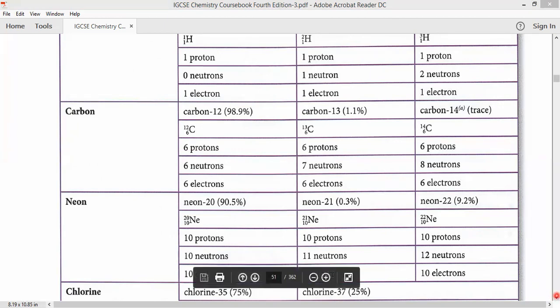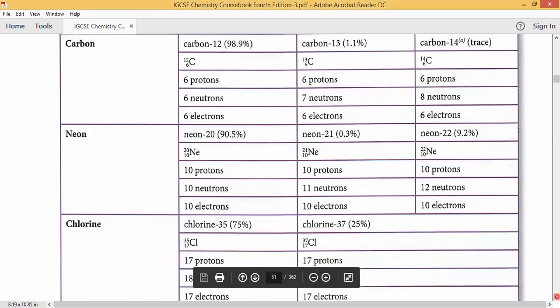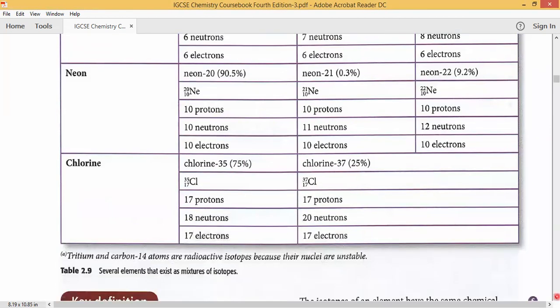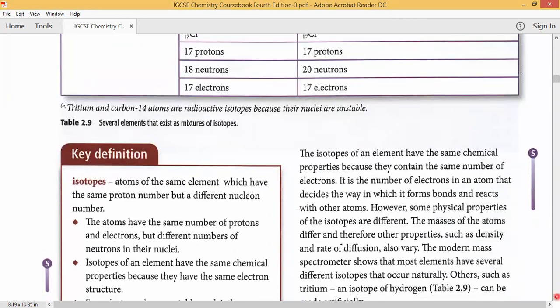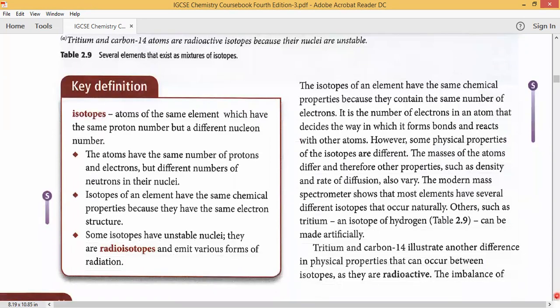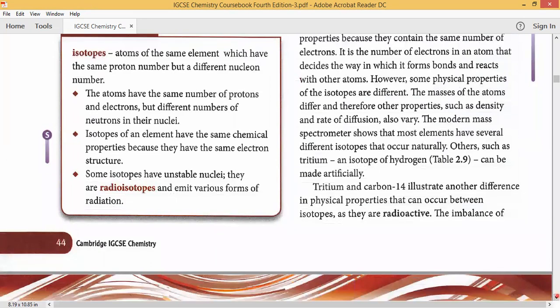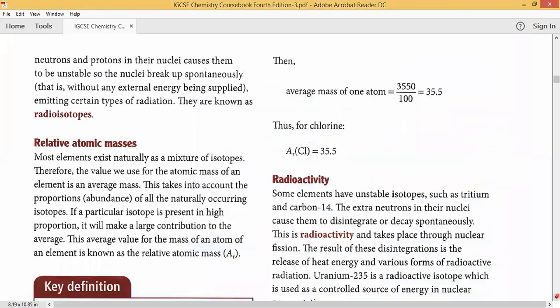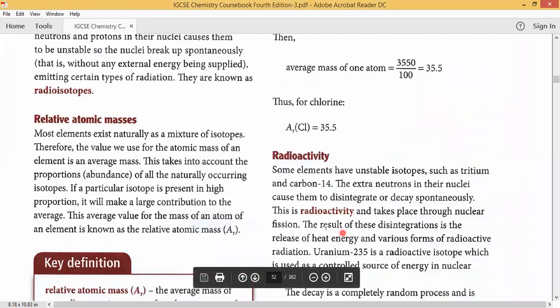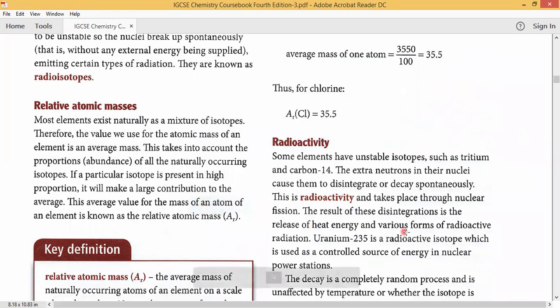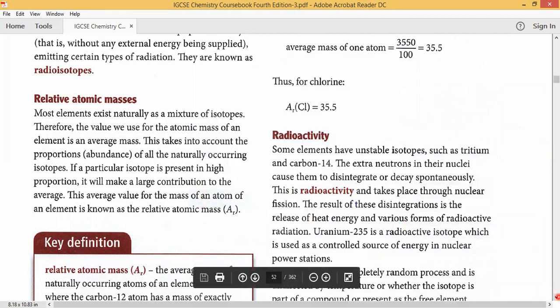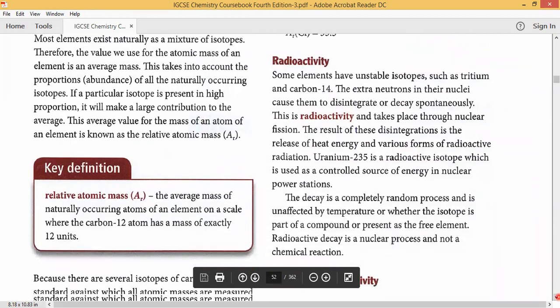Now, if isotopes and atoms of the same element have different masses, then what are we supposed to write in the periodic table? If you look at the periodic table, you will find that the isotopes are not written separately. Every element is written as a whole. So how do we make it a whole? How do we come up with the value that we have written in the periodic table?